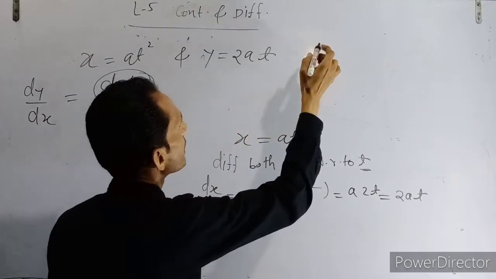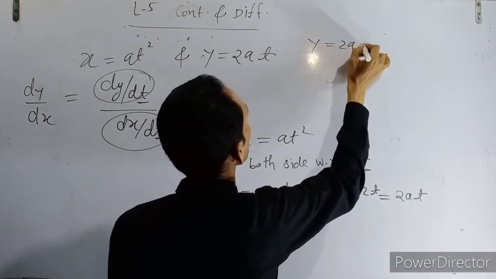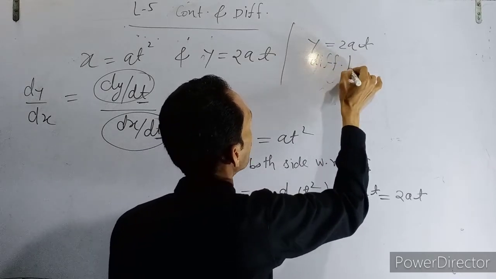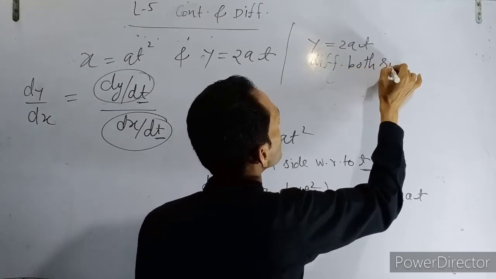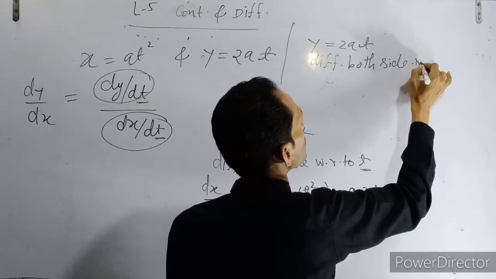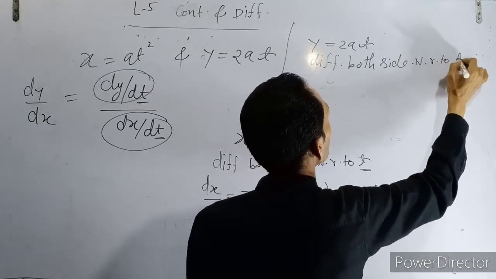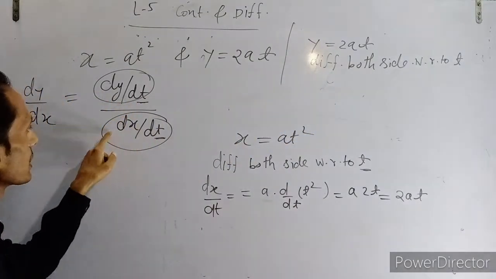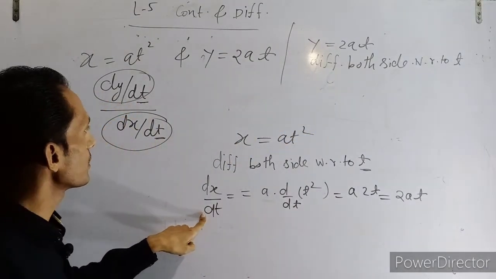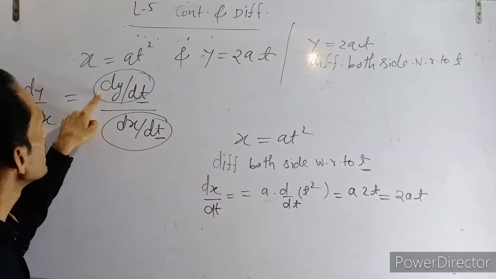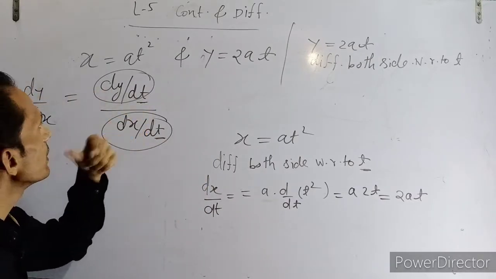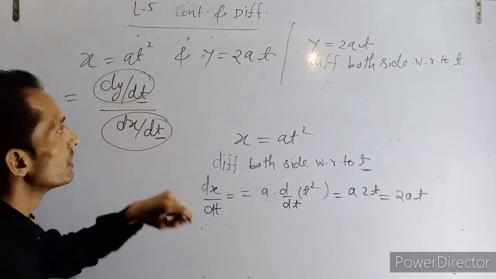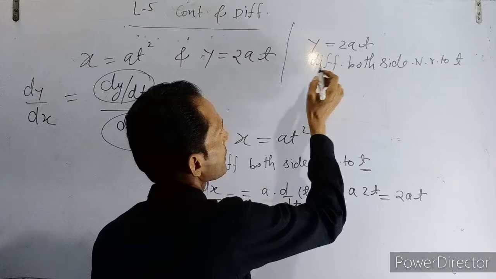Here we can write y equal to 2at. So I'll differentiate both sides with respect to t. We have to differentiate because we need dy by dt. dx by dt is already obtained from this function. Now we need dy by dt. How can we find it? If we differentiate y with respect to t, we can find dy by dt. So differentiate both sides with respect to t.